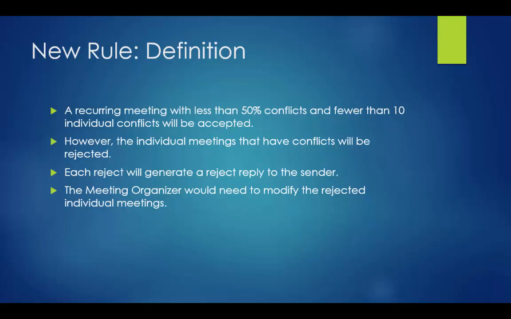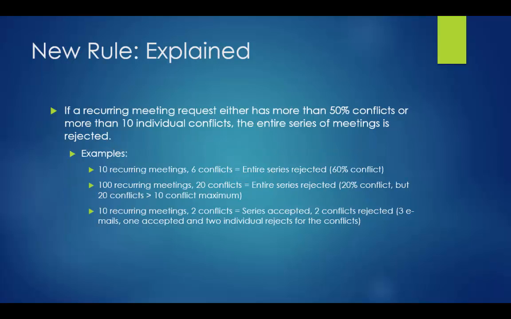That new rule is this: a recurring meeting with less than 50% of conflicts and fewer than 10 individual conflicts will be accepted. However, the individual meetings that have conflicts will be rejected. Each reject will generate a reject reply to the sender, and the meeting organizer would need to modify the rejected individual meetings. Here's a little more details to help explain this concept.